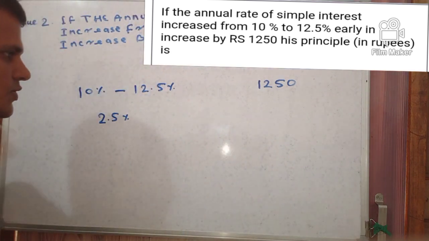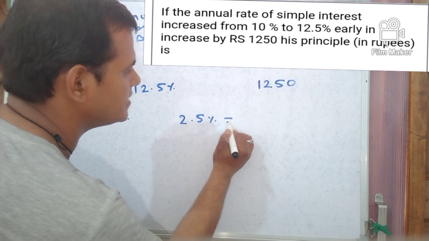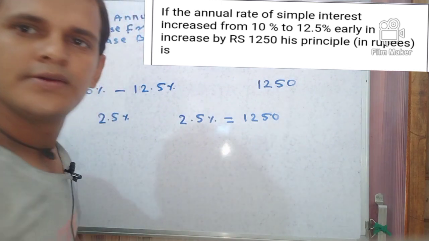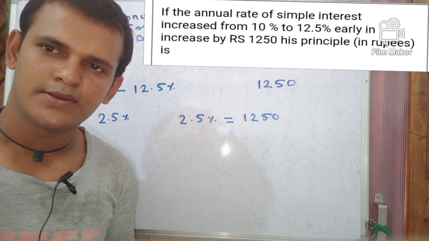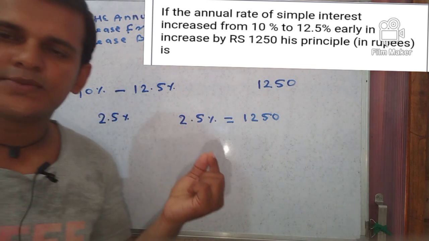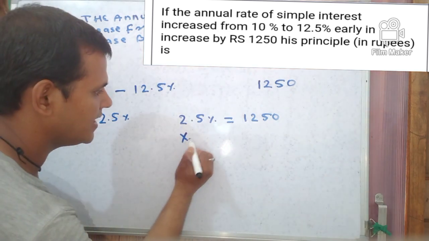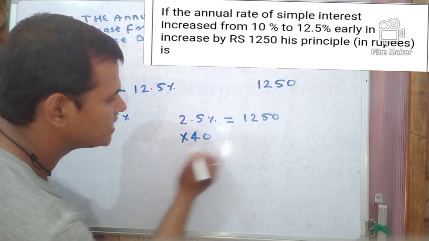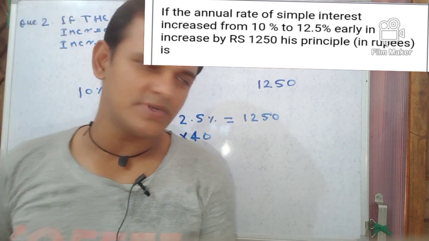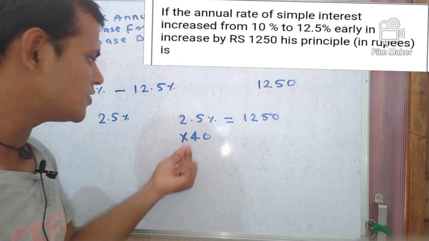1250. So 2.5% equals 1250. Okay. Now our target is what is the principal. So make it 100%. Multiply by 40 will be 100%. Here our target is only to find 100%. So make it 100%. Okay, 2.5 into 40 will be 100%.